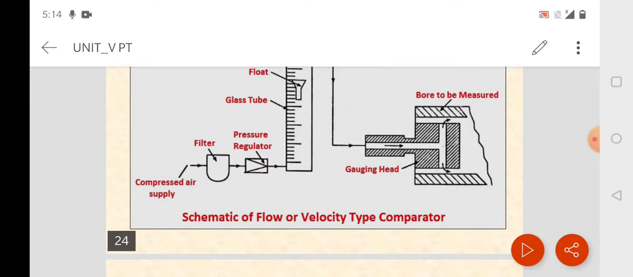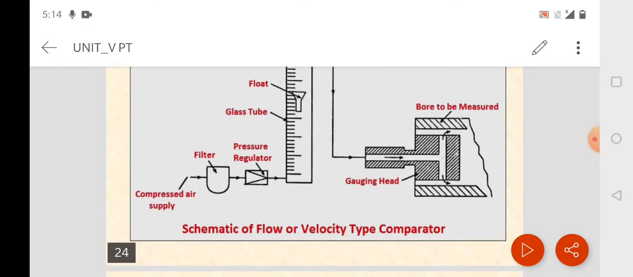So depending on the movement of this float, because of the air pressure escaping through this, we can check whether the holes are undersized, oversized, or basic size, or within the tolerance limit or not. So this is the pneumatic comparator.